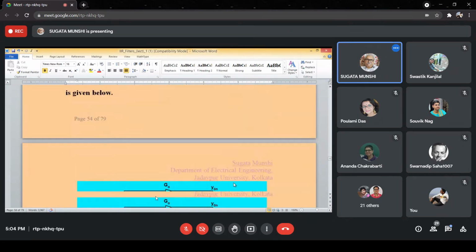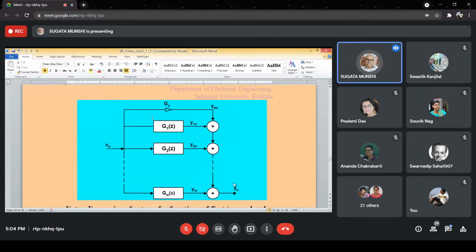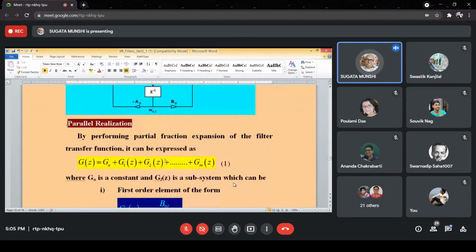Therefore, an important point is that here also, these blocks G1(z) or G2(z) or G3(z), whatever it may be, each of these blocks is to be replaced by its direct form realization, preferably direct form 2. So write down that part.